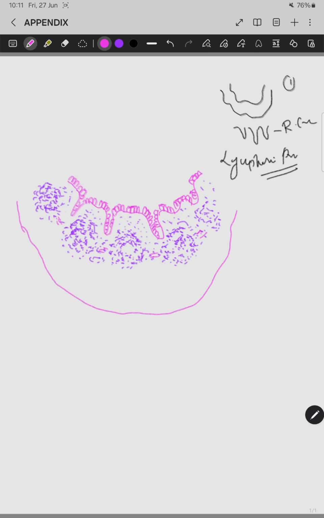The indication's purpose is just this: to indicate the lymphoid tissue is starting its growth from the lamina propria and extending into the submucosa.